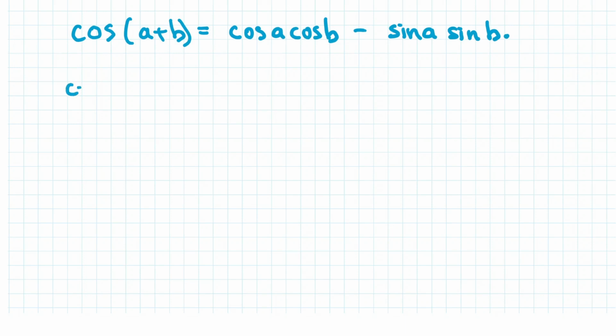And now, what about cos of A minus B? What is this equal to? We're going to do that same process where we now have cos of A plus negative B and rewrite it in that way.